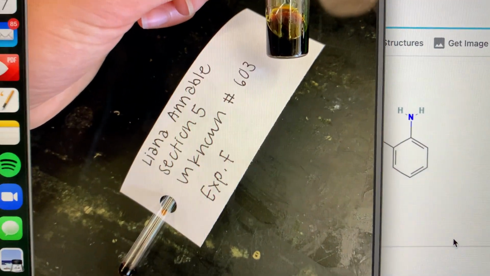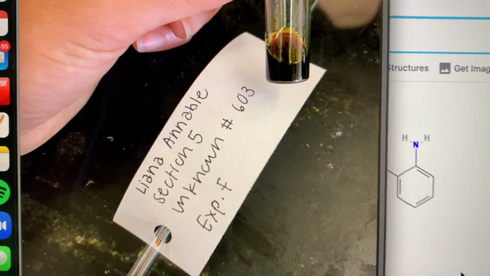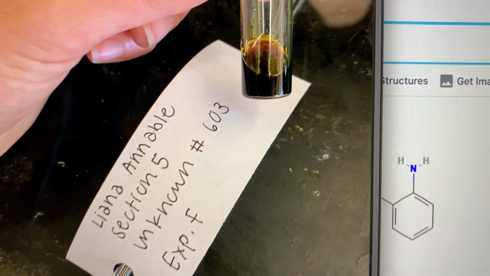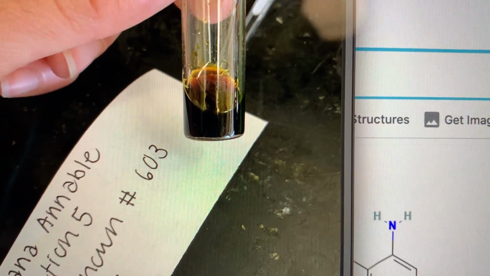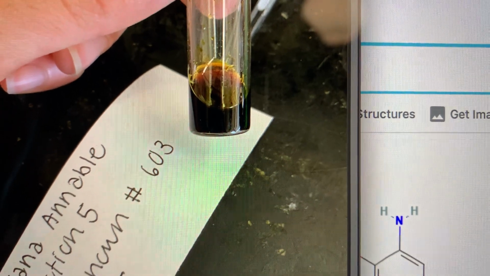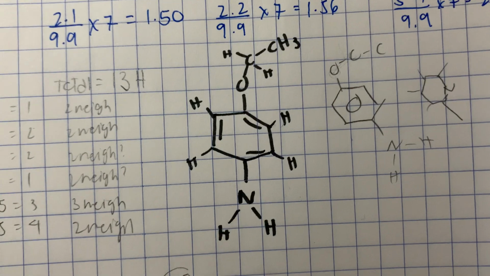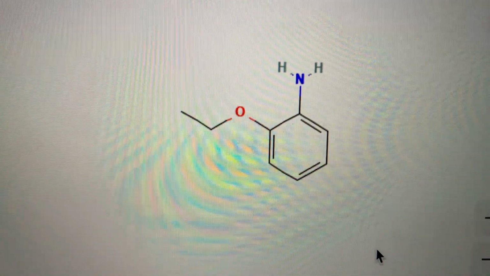Hello, my name is Leona Annabelle, and for experiment F, my unknown was number 603, and this is what it looks like. It had a very dark brown, kind of reddish tint to it, and this is my final structure. I also have it on PubChem. This is what it looks like.